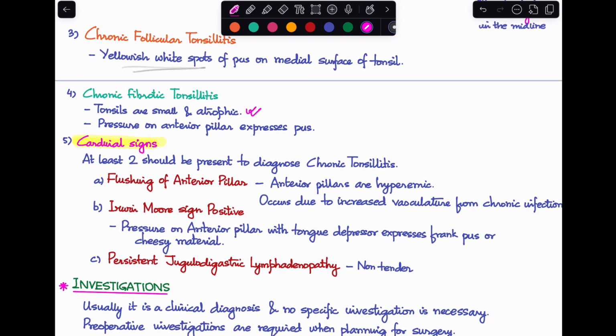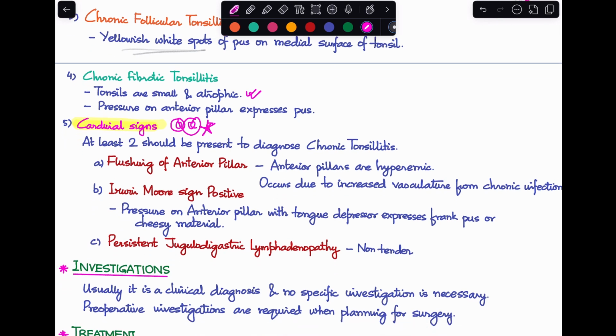Next, let's discuss the cardinal signs of chronic tonsillitis. This is a very, very important question that you will be commonly asked. They'll be asked, what are the three cardinal signs of chronic tonsillitis? Very important Viva question. Out of these three cardinal signs, at least two have to be present for you to be diagnosing it as a case of chronic tonsillitis. So, what are these three cardinal signs?